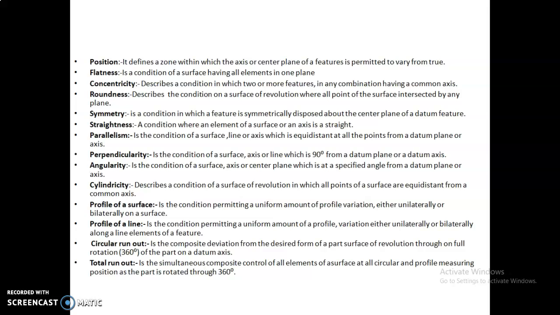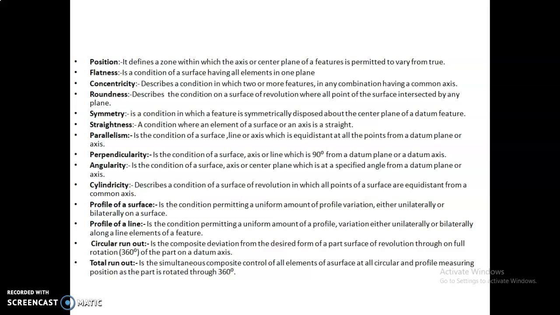Angularity is a condition of a surface, axis or center plane which is at a specified angle from a datum plane or axis. In this, we keep a surface plate at some angle, then we keep our object over it, then we move our plunger dial to check its angularity.